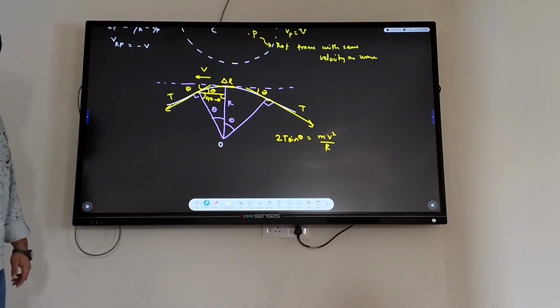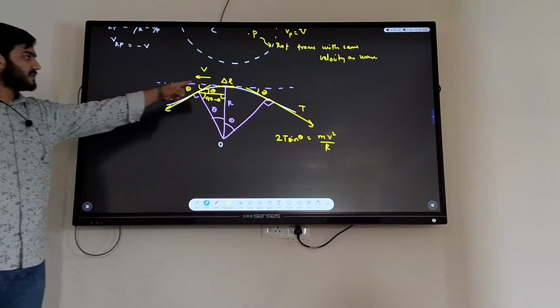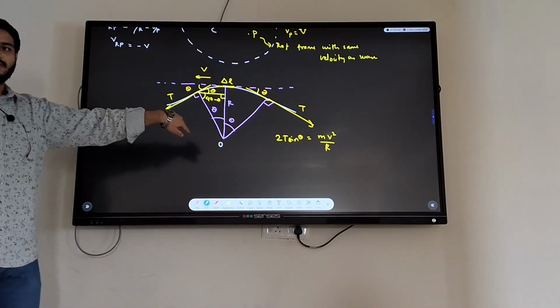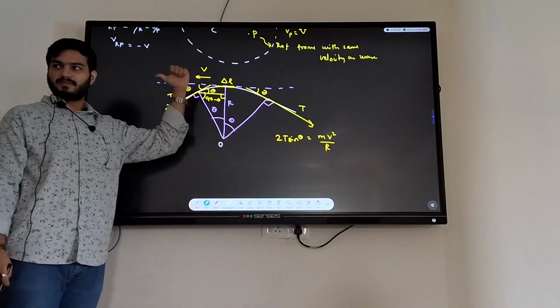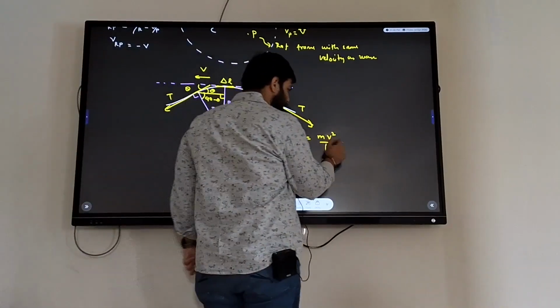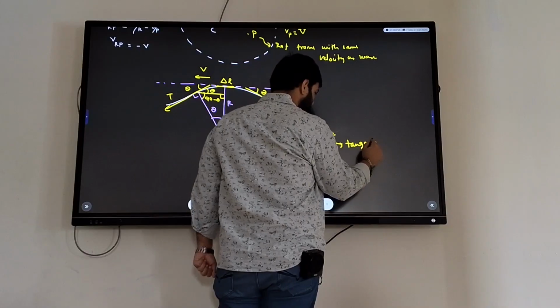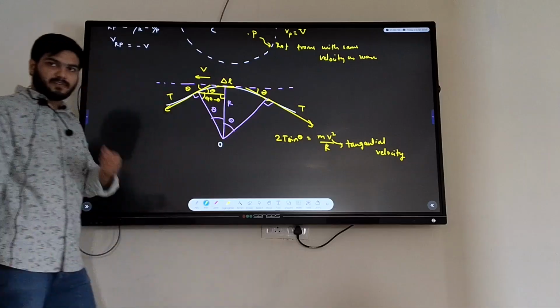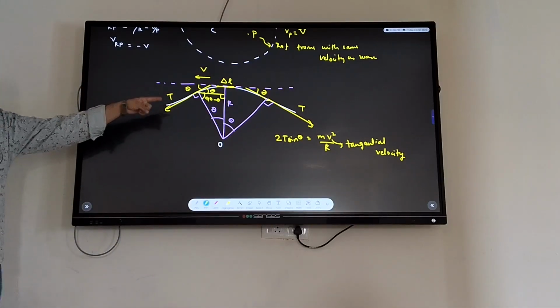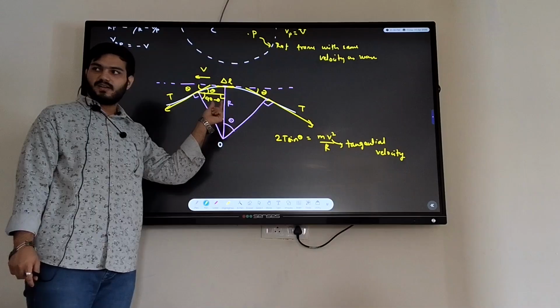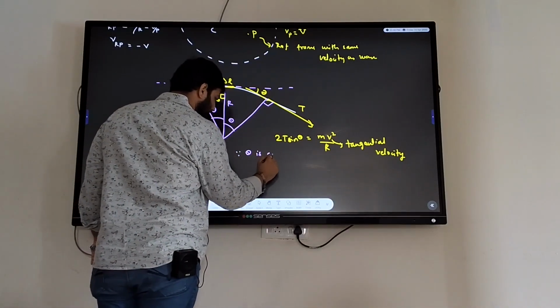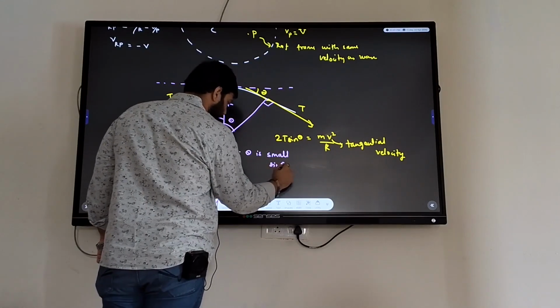What is that v, by the way? What does that v represent in the context of circular motion? That's the tangential velocity, and tangential velocity acts like that. I am going to consider a very small element of delta L. That means theta is also very small, so sine theta can be approximated to theta.